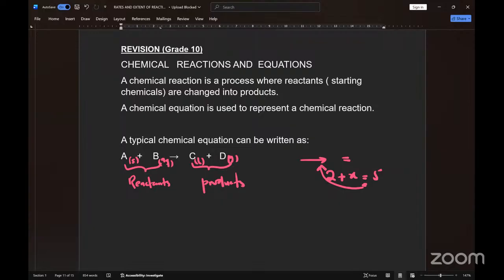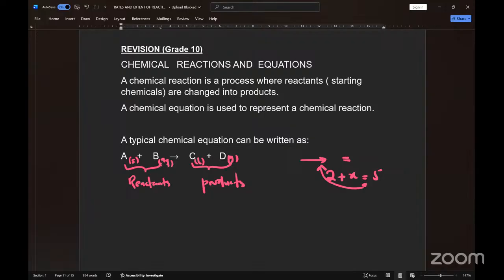The s means that A is in the solid state. The aq means that B is in aqueous solution. When you say something is in aqueous solution, it means that it is dissolved in water. And l means that C is in the liquid state. And obviously, D having a g subscript means that D is in the gaseous state. So this is how chemical equations are written.